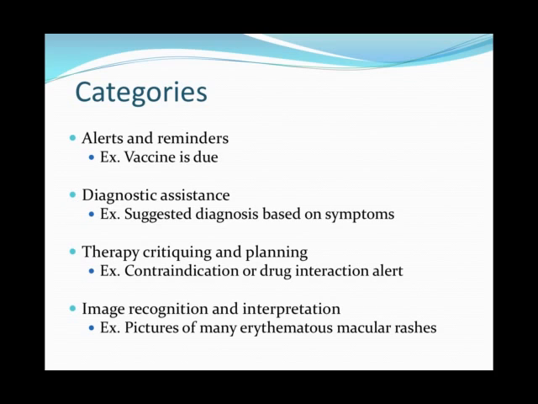The last category would be image recognition and interpretation. So this might be a computer program that gives you many different pictures of different rashes. If you have a rash from a patient and you type in, it's a red erythematous macular rash, it will give you 100 pictures of different rashes, and then you can look which rash is the most similar to your patient, click on that picture, and it will tell you more about that rash.